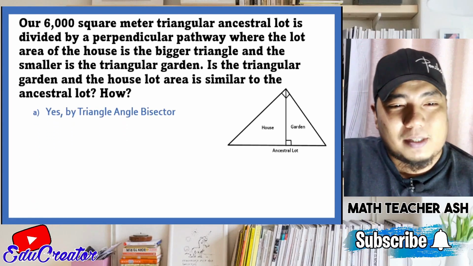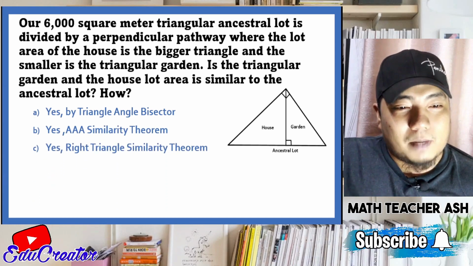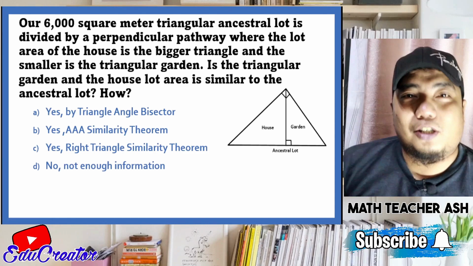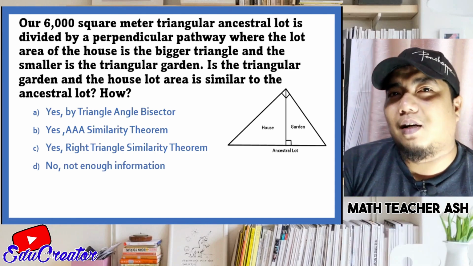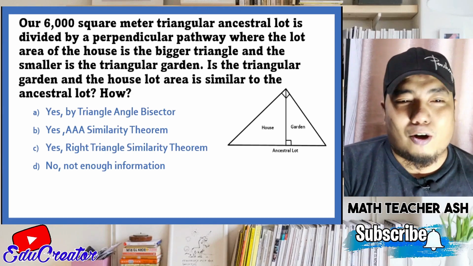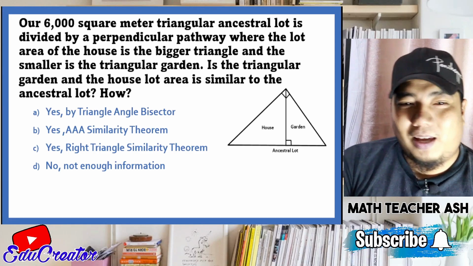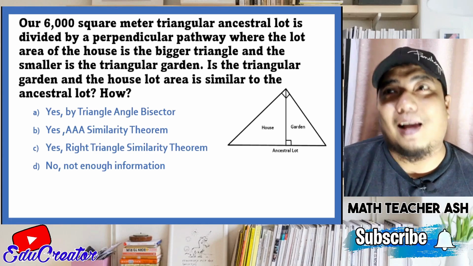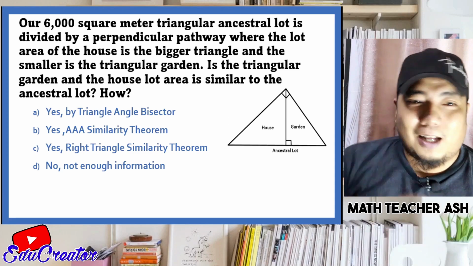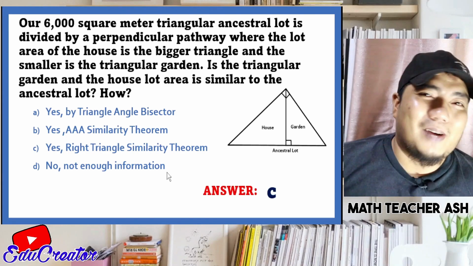Okay, is it A, yes, by triangle angle bisector. B, yes, by AAA similarity theorem. C, yes, by right triangle similarity theorem. Or letter D, no, not enough information. My dear math learners, if you can remember, this is one of the topics in your quarter 3. And this is an example of a bigger right triangle and then drawn with a line perpendicular to the hypotenuse. And that is an example on the topic of the right triangle similarity theorem. So that is letter C. Okay, we are correct, my dear math learners.